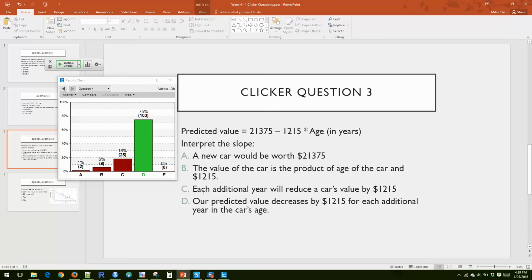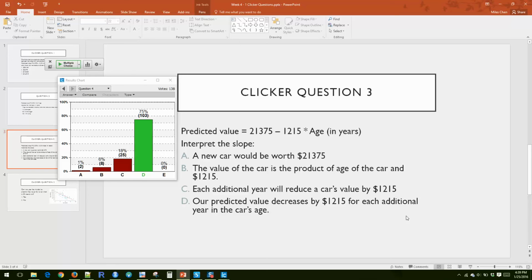Number C is not the same, okay? Because this says each additional year will reduce. This is like a statement that this is going to happen. Now overall, the trend seems to indicate that adding a year to a car's age decreases its value, but that is not necessarily defined as 1215. In 1 year, a car can decrease a lot more than 1215. It can decrease a lot less than 1215. All sorts of stuff can happen.